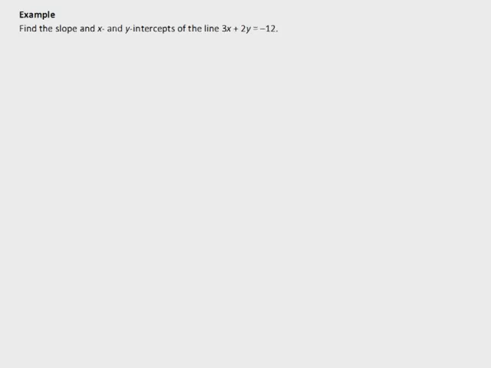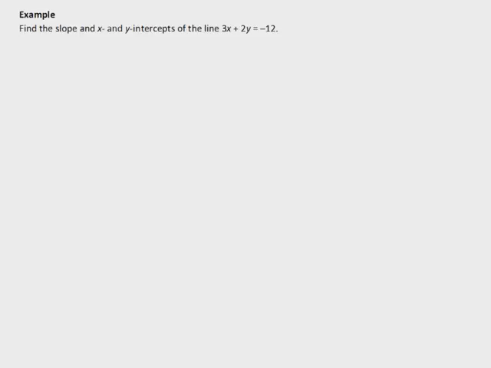Find the slope and x and y intercepts of the line 3x plus 2y equal to minus 12. So let's find the x and y intercepts first. What do I know about the x-intercept? It's the point where it hits the x-axis. So what do I know about the point already? I know that its y-coordinate is 0.